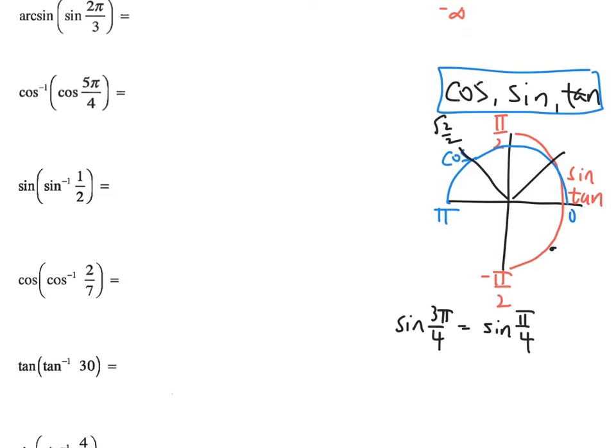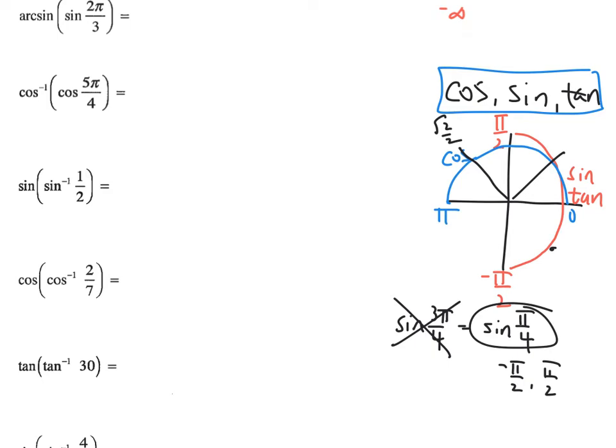Yes. Okay. So that's important because remember, 3 pi over 4 is not between negative pi over 2 and pi over 2, but pi over 4 is between negative pi over 2 and pi over 2. So we're going to use this one.